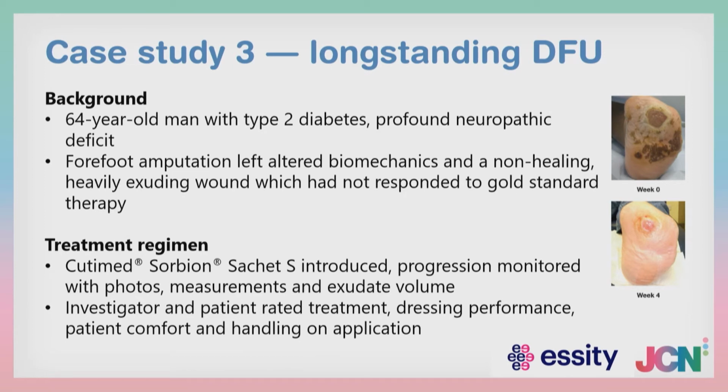Case study 3. This is a patient with a long-standing diabetic foot ulcer, a 60-year-old gentleman with type 2 diabetes and a profound neuropathic deficit. He had an amputation of the forefoot, and it left him with altered biomechanics, an altered gait when he was standing and walking. And he had a non-healing, heavily exuding wound which had not responded to the gold standard therapy.